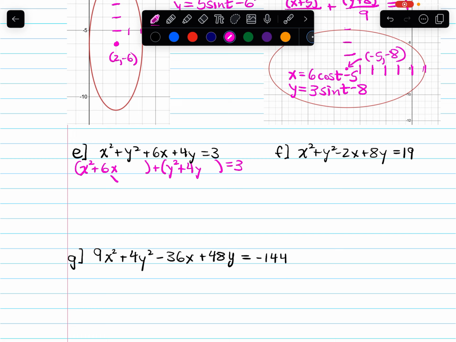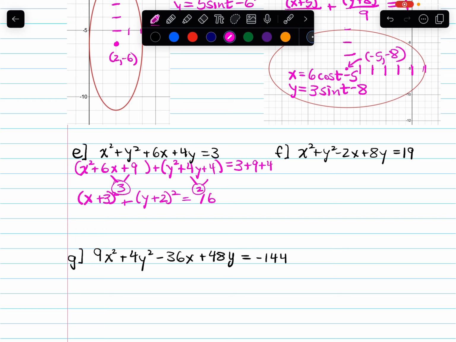So I take half of this 6 and square it. Add it to both sides. Take half of this 4, square it, add it to both sides. And then I can rewrite. It's going to be x, and what's the next thing? Well, whatever this is. So it's (x plus 3) quantity squared. Then y, and whatever this is, quantity squared, and then equals 16 on the other side.